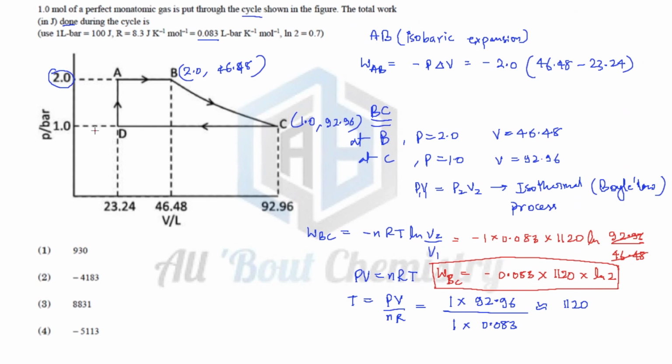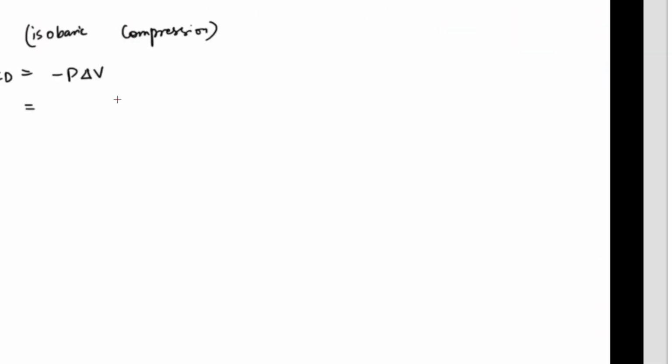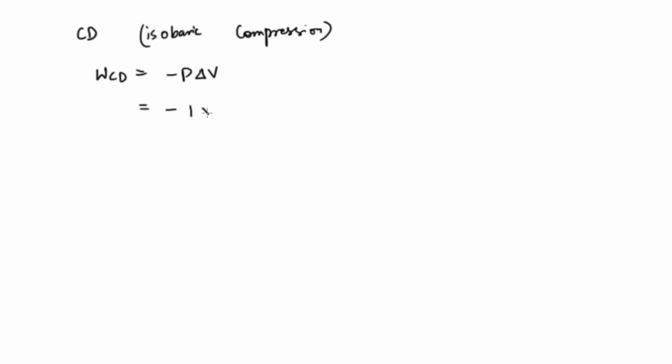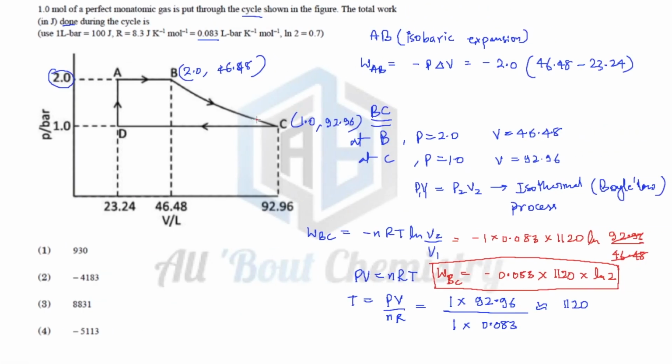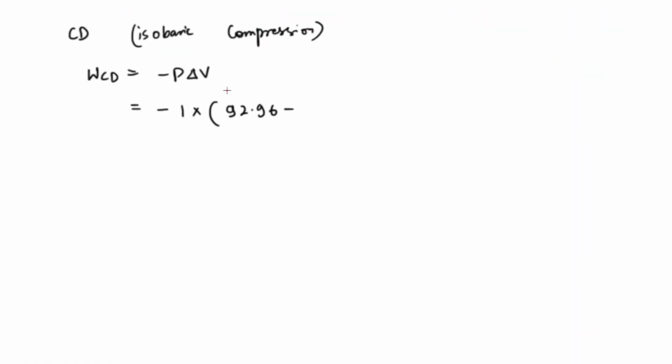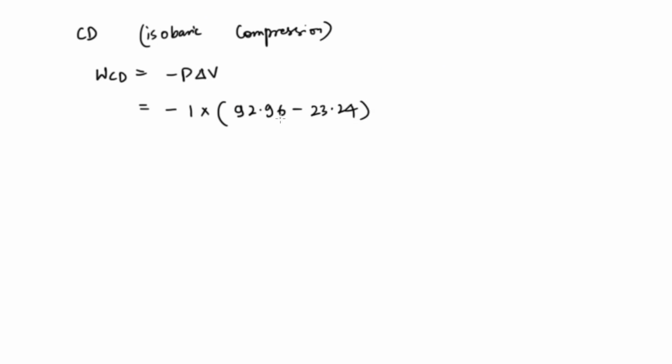So let's do it. Process CD is isobaric compression. Now WCD will be given by again minus P delta V. The pressure between C and D is 1 bar. So we'll put minus 1 multiplied by delta V, which is 23.24 minus 92.96. Just subtract it, and here you are going to get the work done in this particular process.